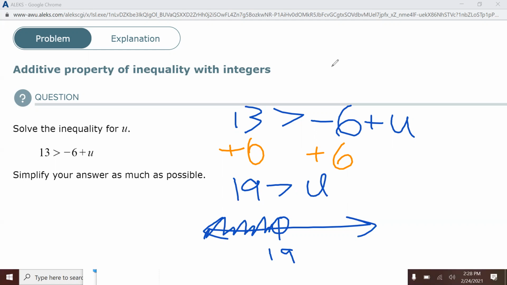Another way to think about it would be to take this statement here and stick a pancake flipper under it, pancake spatula, and flip the entire thing over. And essentially, it would look like this. Notice the arrow is pointing at the u there. It's still pointing at the u. So everything is oriented properly. And here, it's a little easier to see that we're talking about numbers smaller than 19.